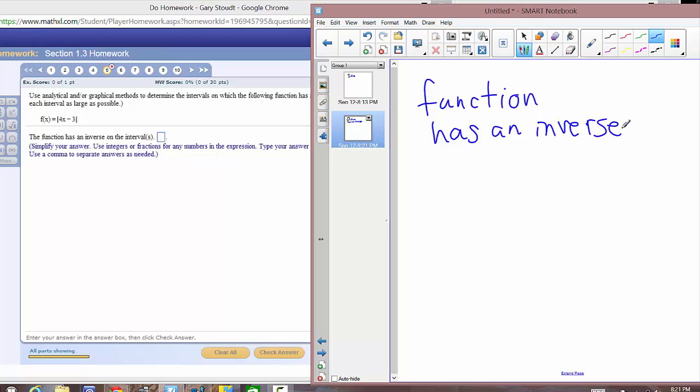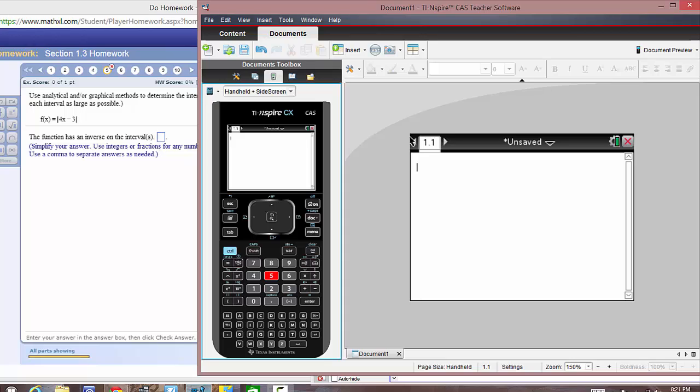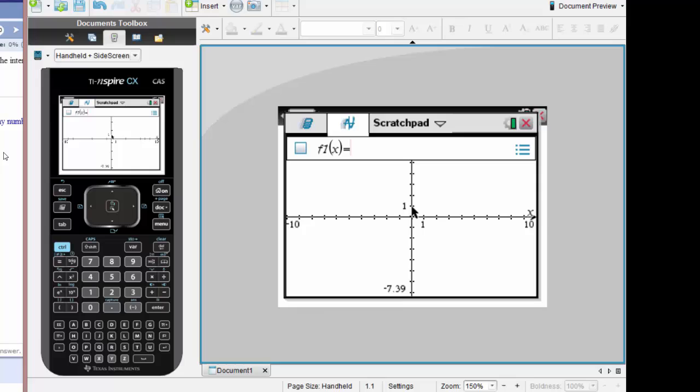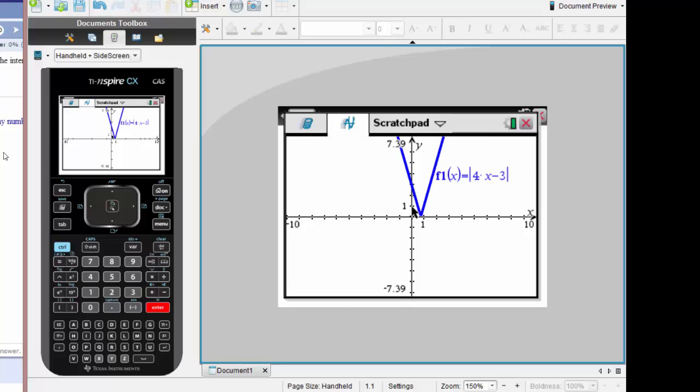So probably what we should do is take a look at the graph of absolute value of 4x minus 3. So let's go to our calculator. I'm in the calculate screen, so let's click the toggle switch and we'll go over to graphing. The absolute value function is just given by ABS. So let's just type that in, absolute value of 4x minus 3, and enter. So you can see the graph there.